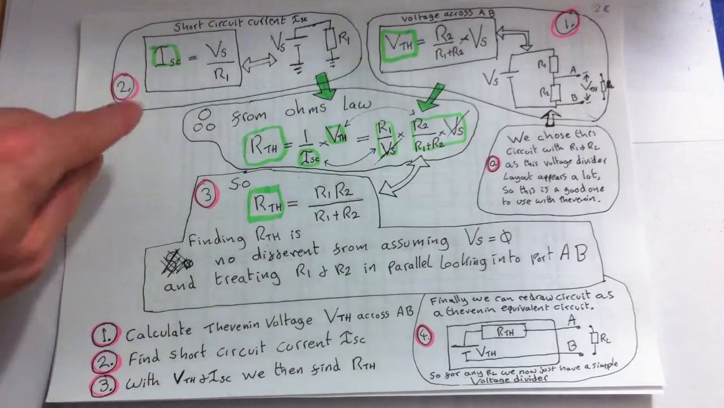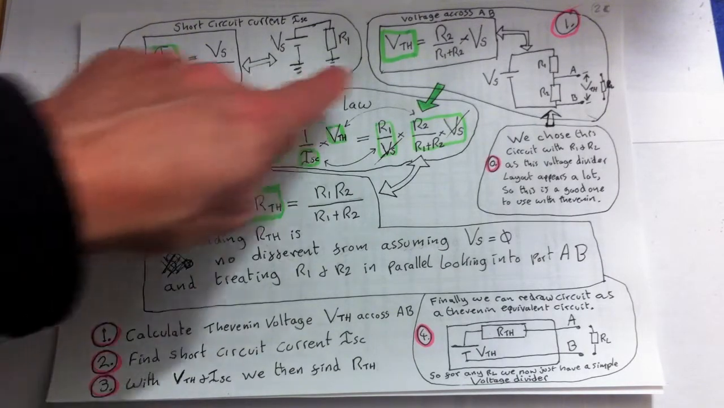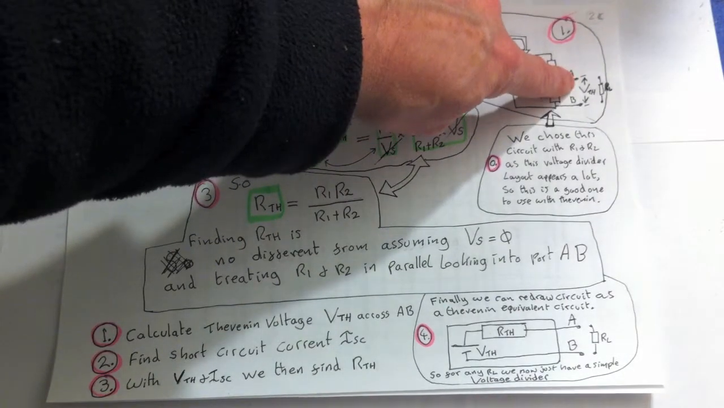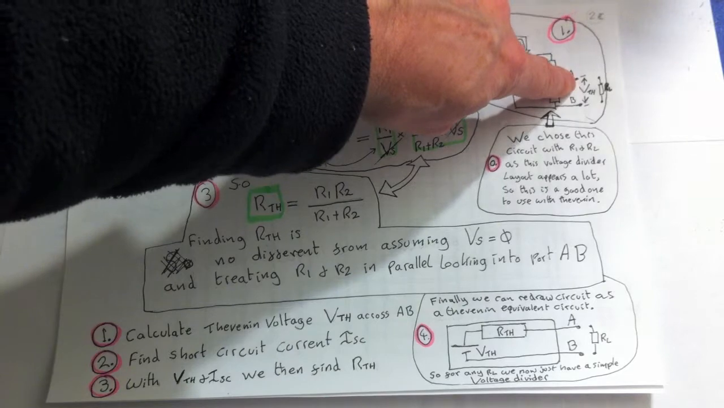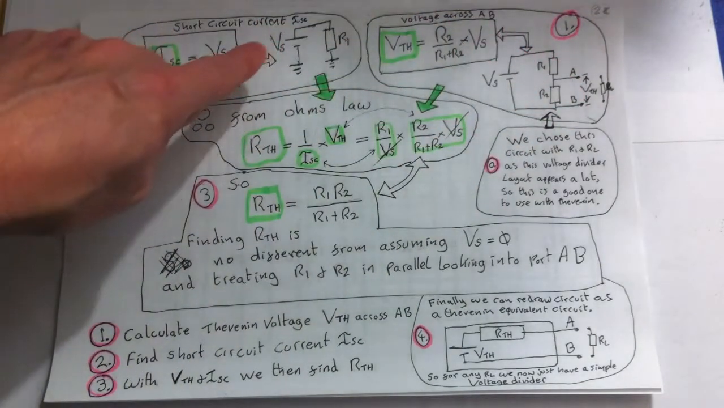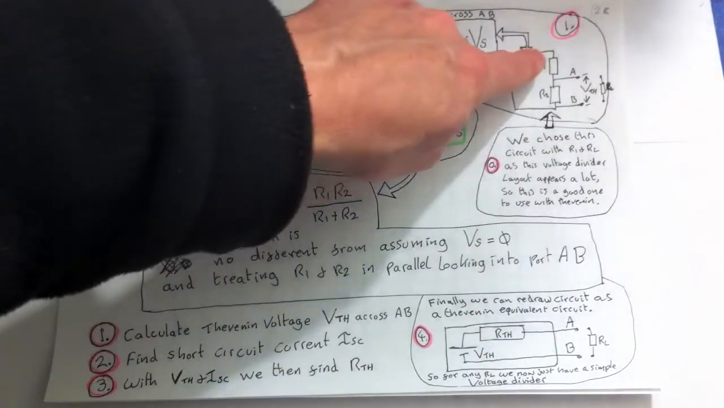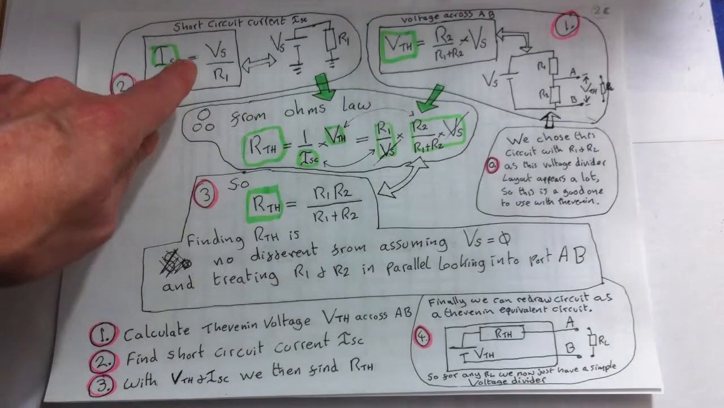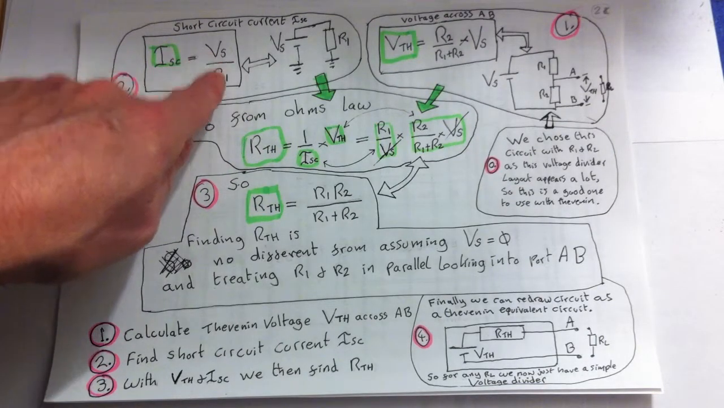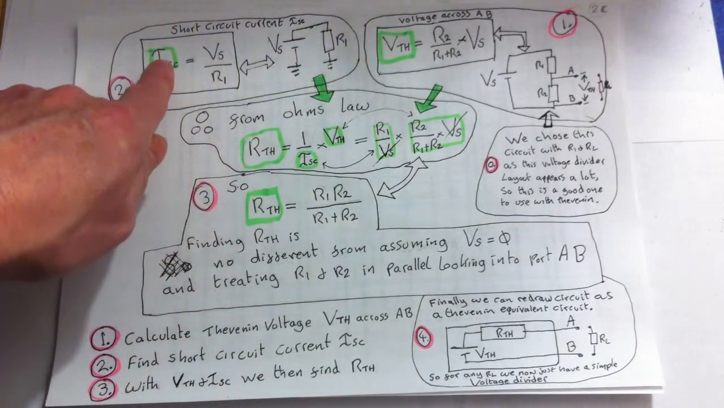In step 2, what we want to do is find the short circuit current. We short A to ground, which is what we did in the brute force method, but we're going to calculate it in this way. If we short A to ground here, obviously we've got R1 to calculate. So the short circuit current is simply the voltage source divided by R1. So now we've got the short circuit current.